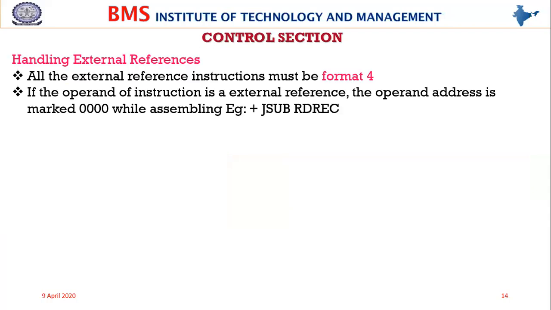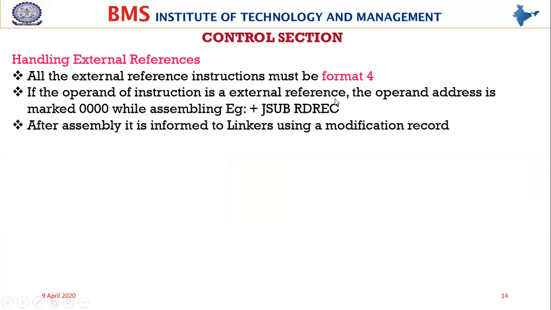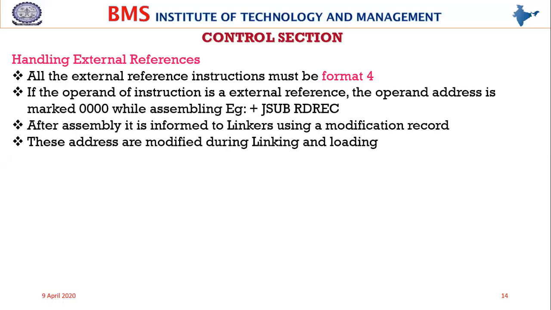Fine. So, for example, here plus JSUB RDREC, JSUB is replaced by its opcode, but the RDREC value will be marked as 0000. Right. After the assembly, it is informed to the linker: take care of these particular references, external references. To whom? To the linker. And how do we specify to the linker that these specific addresses need to be modified? That is by using the modification record.